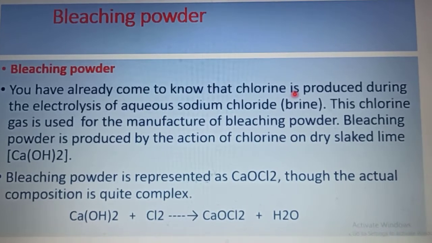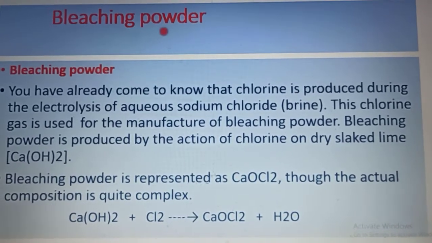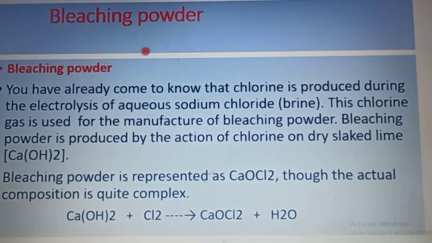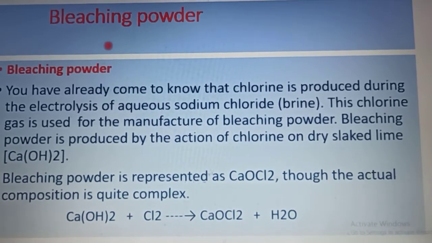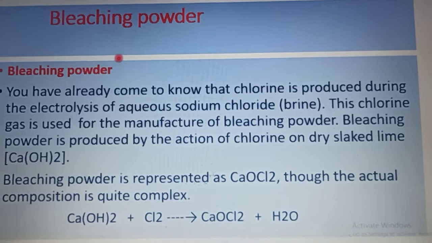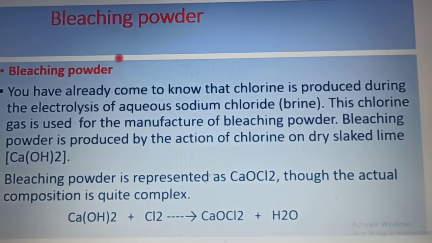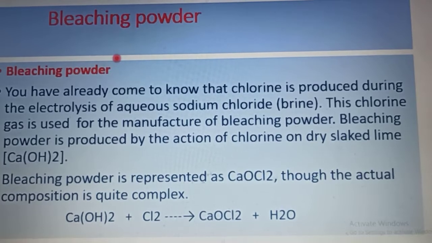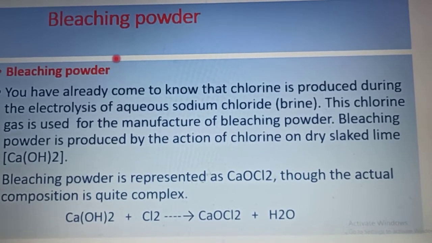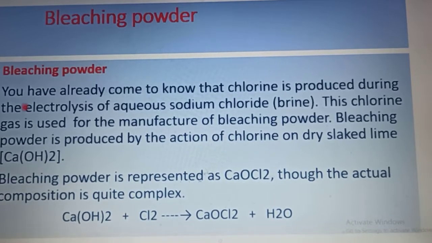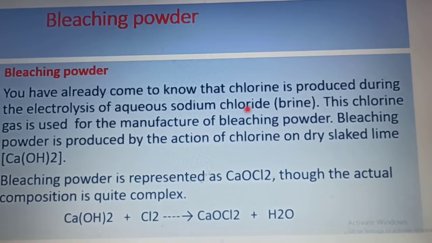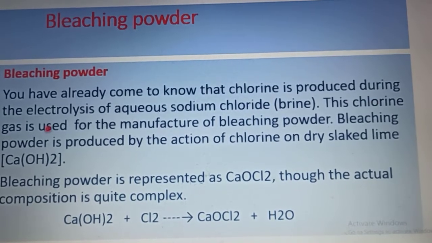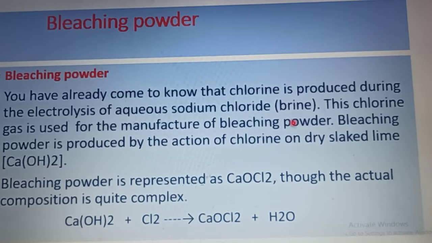Now the next salt is bleaching powder. Bleaching powder is used to disinfect water also, right? And you know that bleaching is done to fade the color also. In the textile industry also it is used. So bleaching powder, we have already come to know that chlorine is produced during the electrolysis of aqueous sodium chloride, that is brine, and this chlorine gas is used for manufacture of bleaching powder.